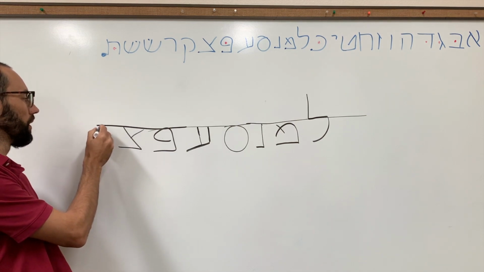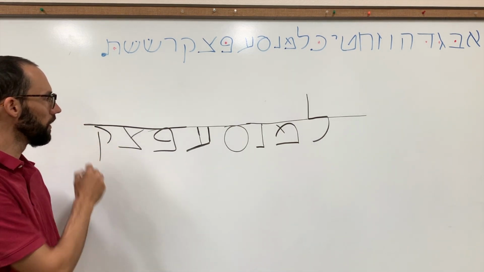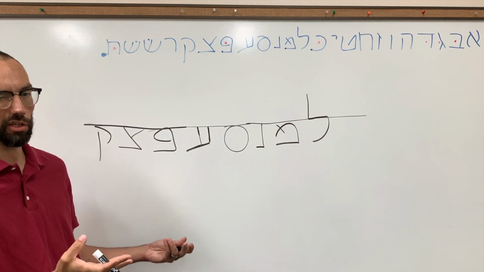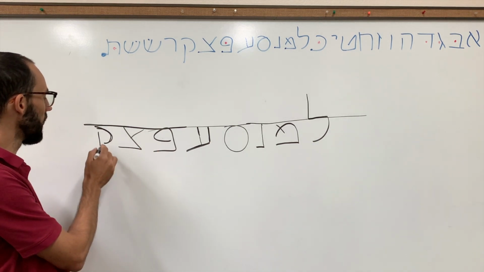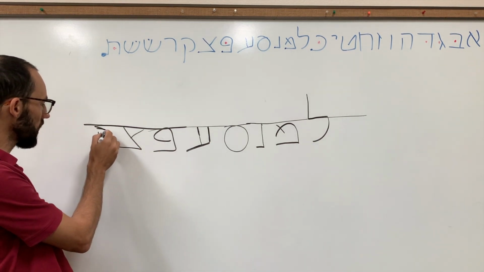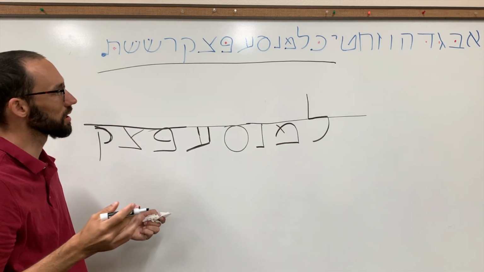The kof just makes a k sound. Just remember not to connect them. If you connect them, you might think it looks like an English P, but it's just a curved line. It's almost like a semicircle, except the top goes a little further, and then there's a line in there. That's the kof.